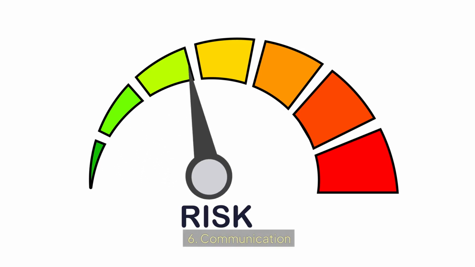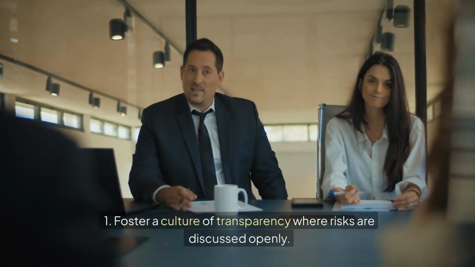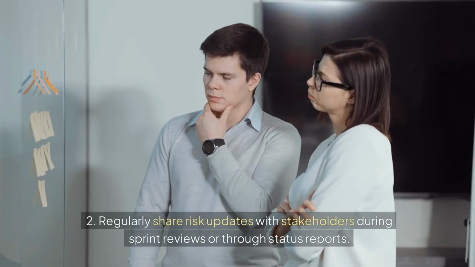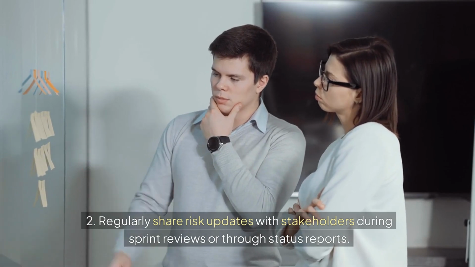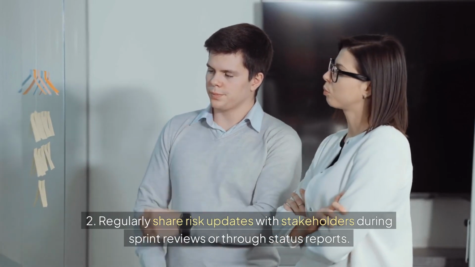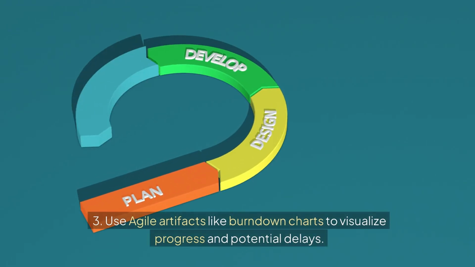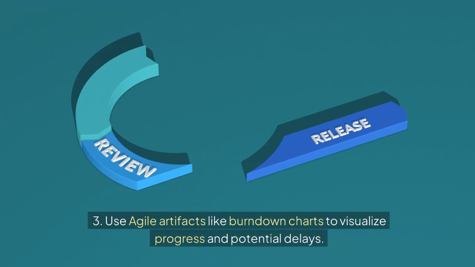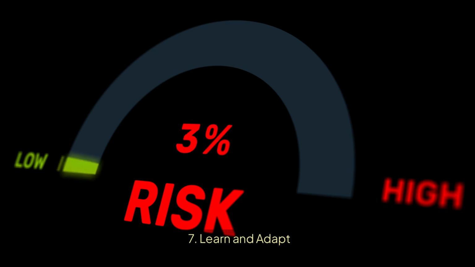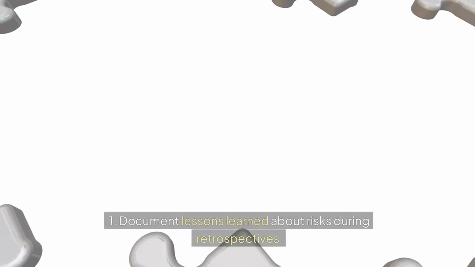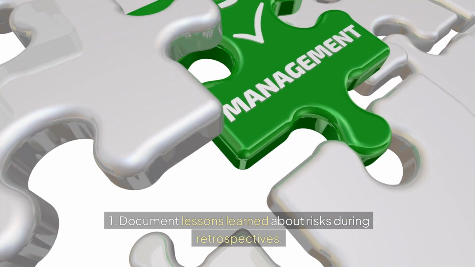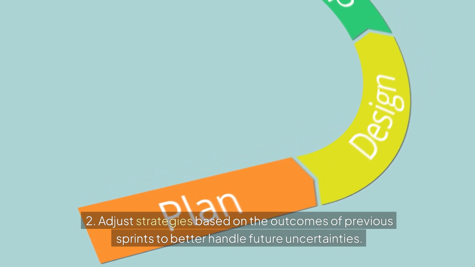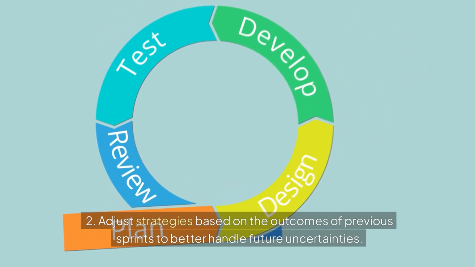6. Communication. 1. Foster a culture of transparency where risks are discussed openly. 2. Regularly share risk updates with stakeholders during sprint reviews or through status reports. 3. Use Agile artifacts like burn-down charts to visualize progress and potential delays. 7. Learn and adapt. 1. Document lessons learned about risks during retrospectives. 2. Adjust strategies based on the outcomes of previous sprints to better handle future uncertainties.